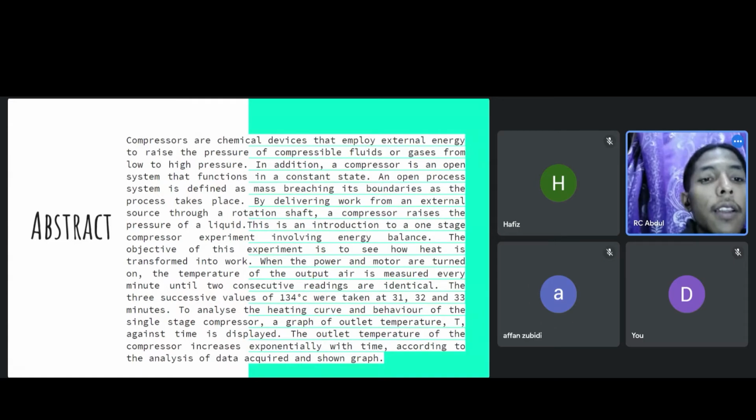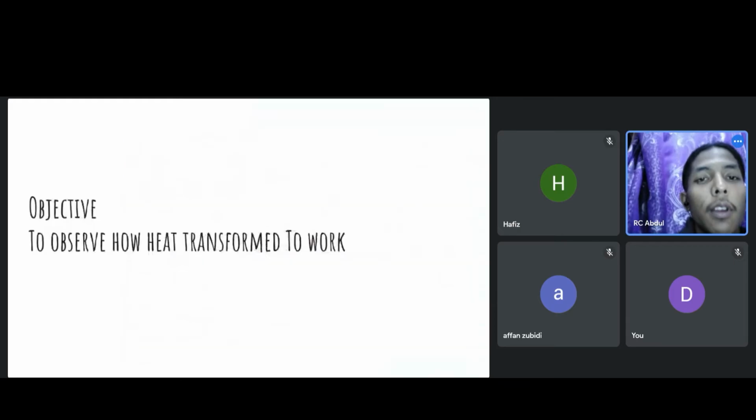To analyze the heating curve and behavior of the single stage compressor, a graph of outlet temperature T against time is displayed. The outlet temperature of the compressor increased exponentially with time, according to the analysis of data, as shown in the graph. Next one. Okay, for the objective, to observe how it transforms to work.